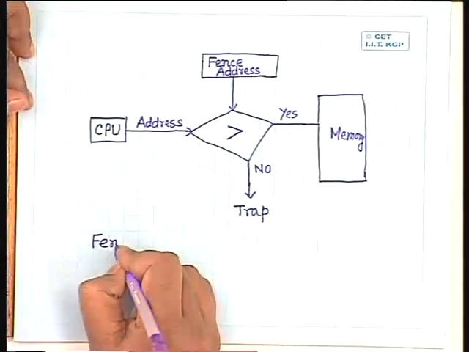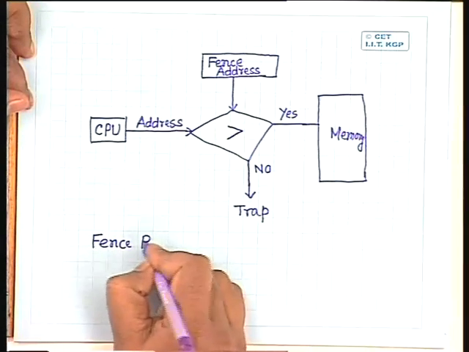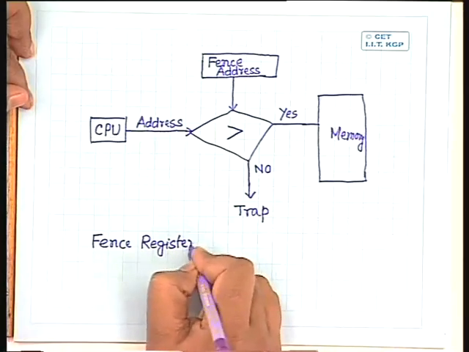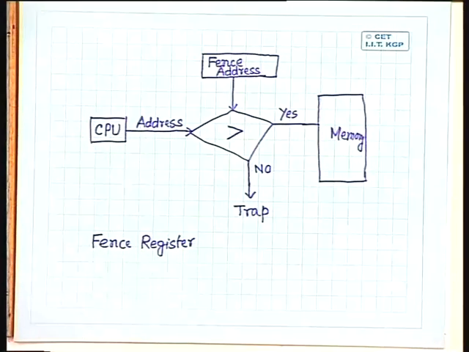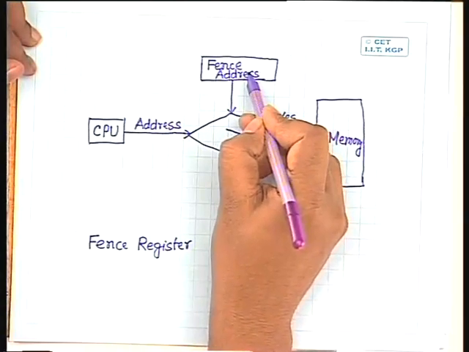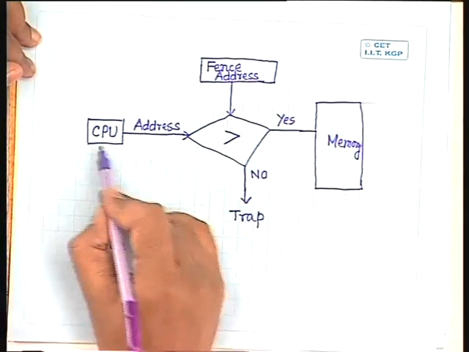So the suggestion can be that instead of implementing fence address in hardware, let us have a special purpose register called a fence register. Okay. So we will make use of a fence register. So whatever is the content of the fence register, that is the fence address. So now this comparator input, this fence address will come from the fence register, and this address will obviously come from the CPU.